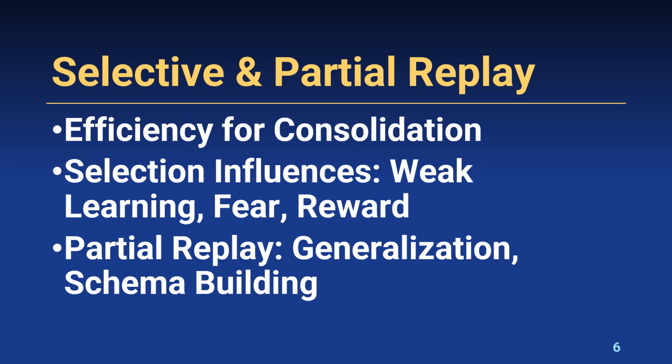Replay in the brain is not an exact duplication of past experiences. Instead, it's often selective and partial, since sleep time is limited compared to the vastness of our experiences. Replaying only selected memories makes consolidation more efficient. What gets selected for replay is influenced by factors like weakly learned information, fear, and reward. Partial replay, where only subparts of selected experiences are replayed, allows relevant memories with shared components to blend, leading to improved generalization.